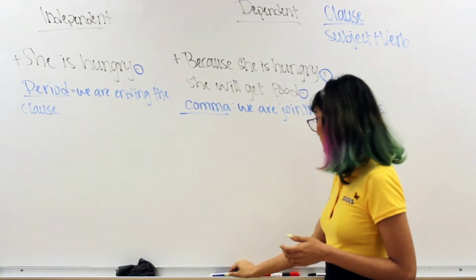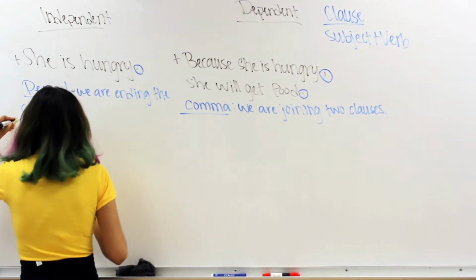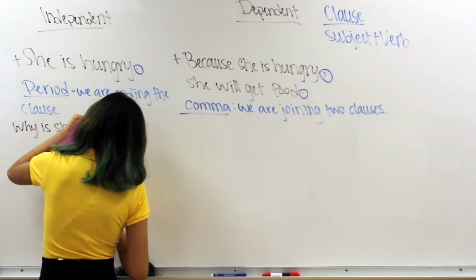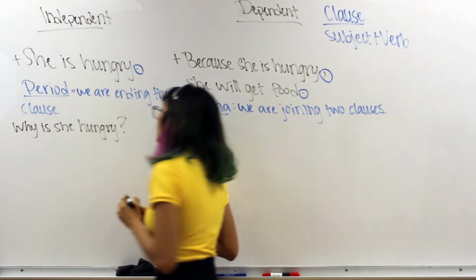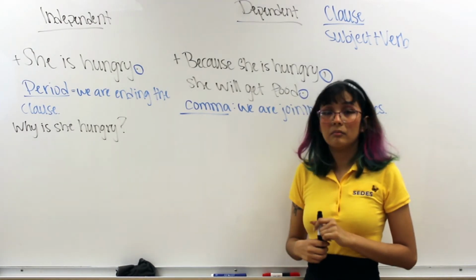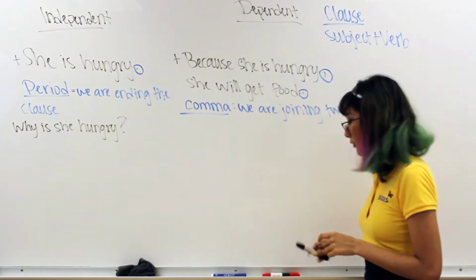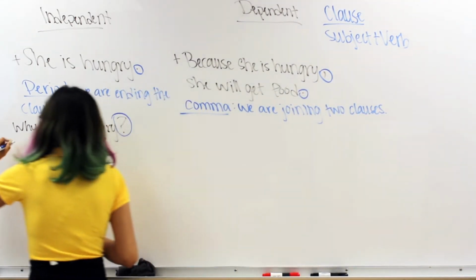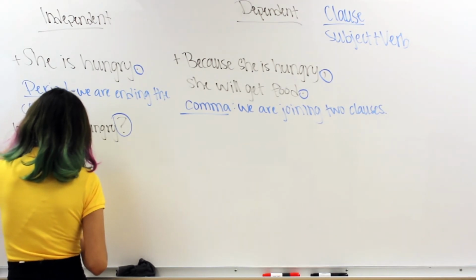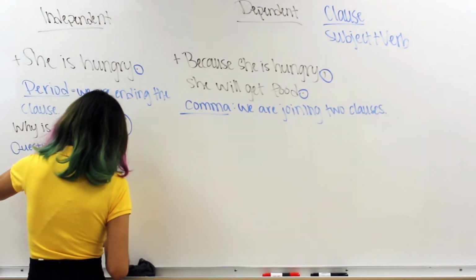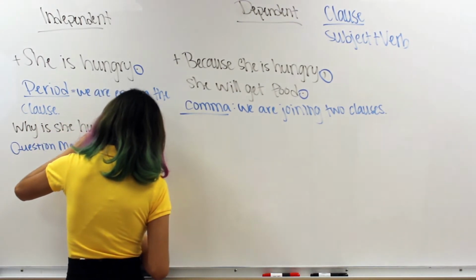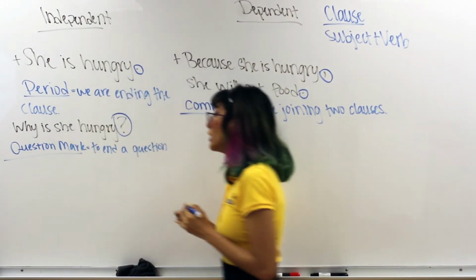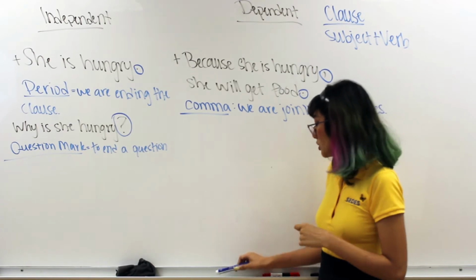So when we do questions, we have, why is she hungry? Here, do I end it with a comma or a period? No, I end it with a question mark. So my question mark is going to be to end a question. Again, we already know this. A question mark is to end a question.